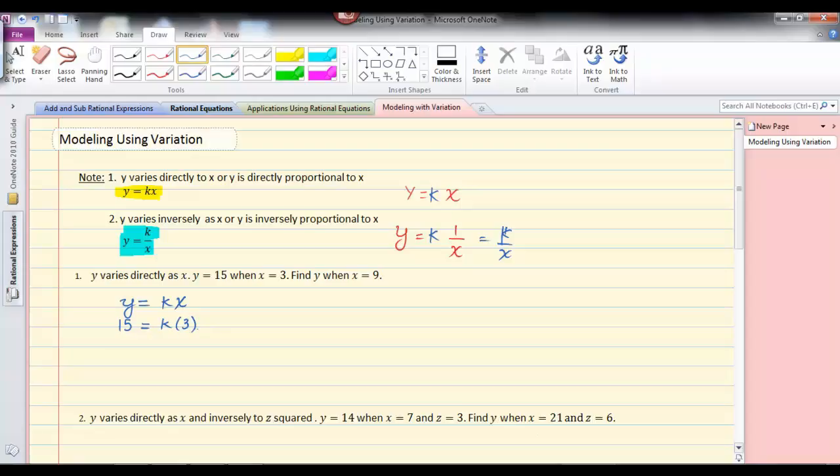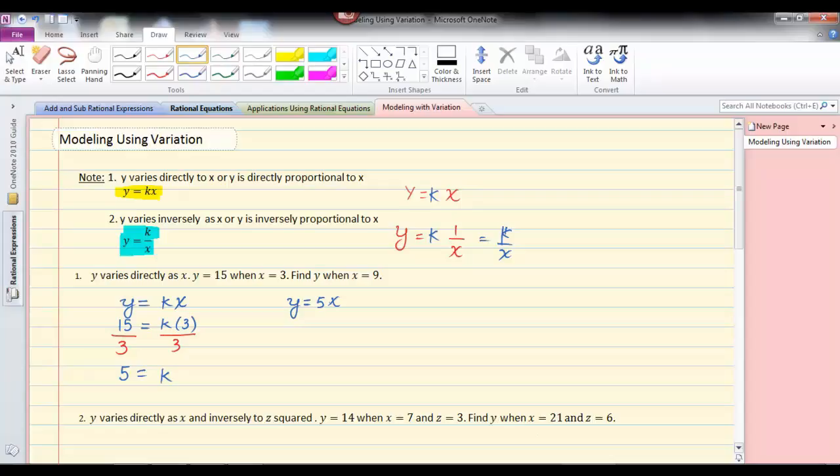Can we solve for k here? Can we find that model? Well, k is the only unknown on the right-hand side. To solve for k, we would divide both sides by 3. So 15 over 3 results in 5 equals k. So if we look at our equation again, we're looking at y equals 5x. That's the relationship. So y is 5 times x.